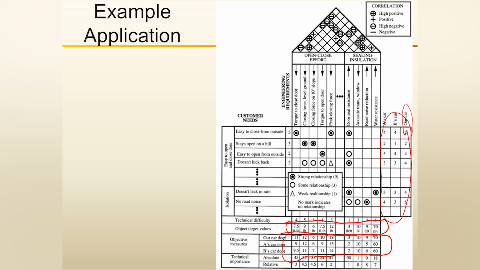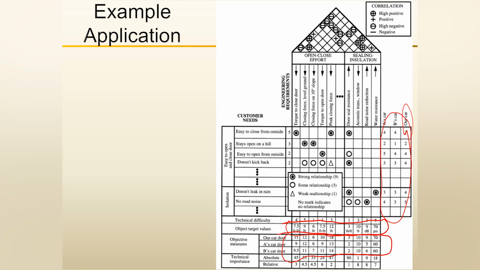And so the team has to ask themselves, okay, if we want to improve, how much do we want to improve? So you look at what the current values are, and you focus on the parameter that is strongly related to that customer need. And so you see that in this case, the two competitors are 9 and 9.5 foot-pounds respectively. So significantly better than 11 for our car.